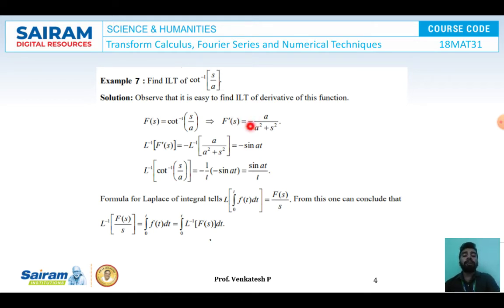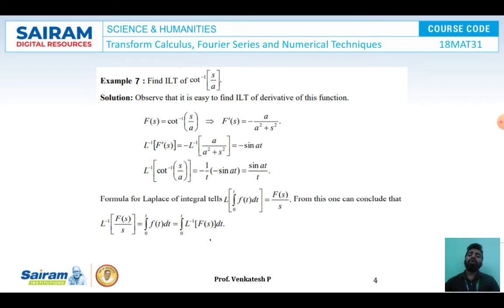Now for this function, I'm going to apply the inverse Laplace transform. That is, the Laplace inverse of F'(s) will be equal to minus the Laplace inverse of a/(s² + a²), which will be equal to minus sin at. So now the Laplace inverse of cot⁻¹(s/a) will be equal to minus 1/t times minus sin at. So it will be equal to sin(at)/t, we got.